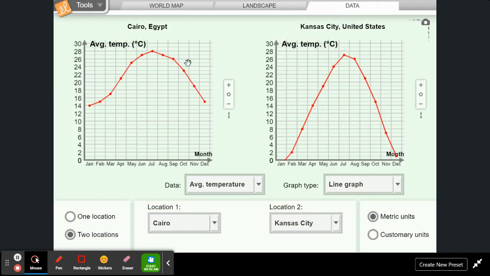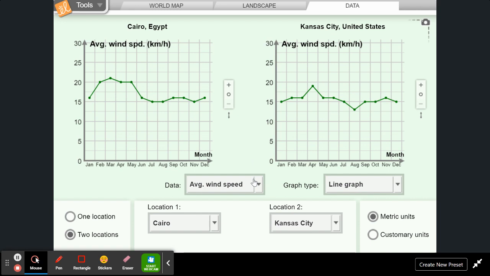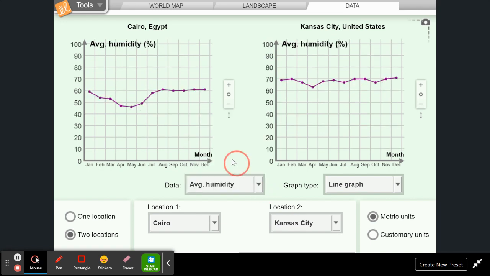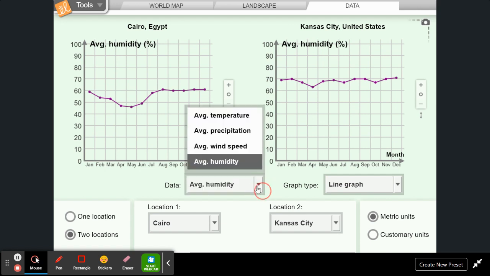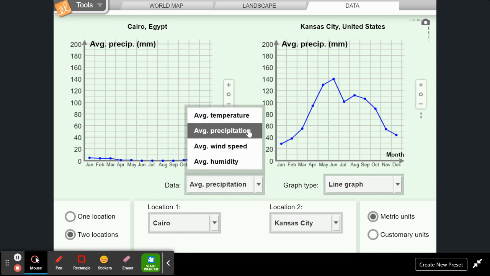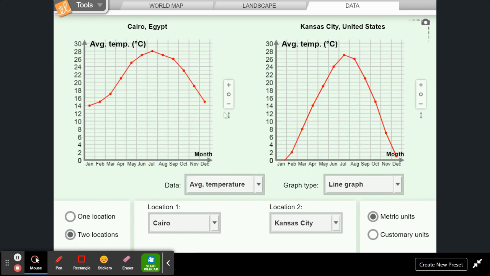And I can even compare the two graphs side by side, which is really nice to be able to look at average temperature or average wind speed. So I can see how they're similar and how they're different, which is pretty interesting. Like, obviously, we have a huge difference in precipitation and temperature as well. So those would be kind of the areas where the two are very different.